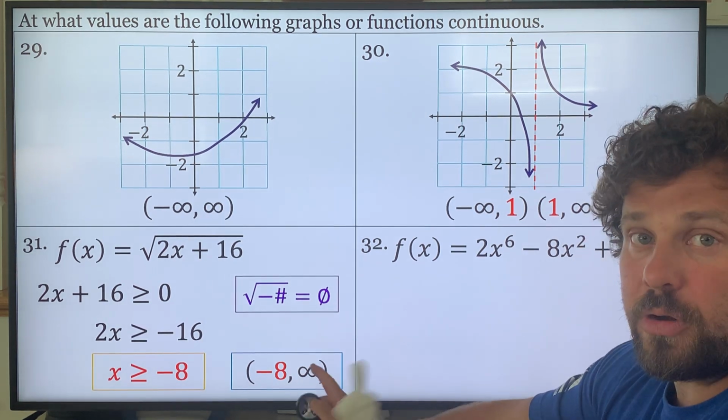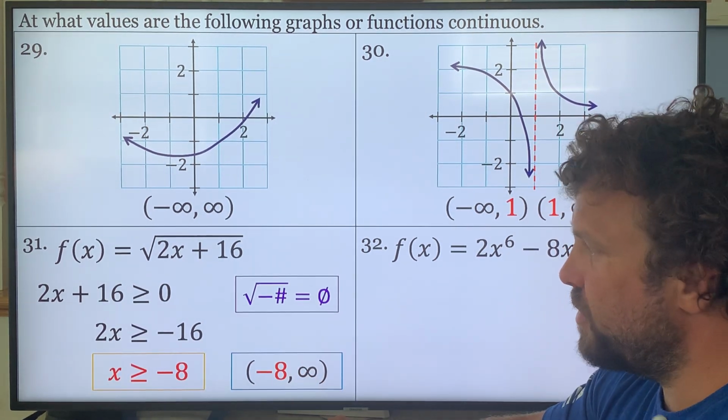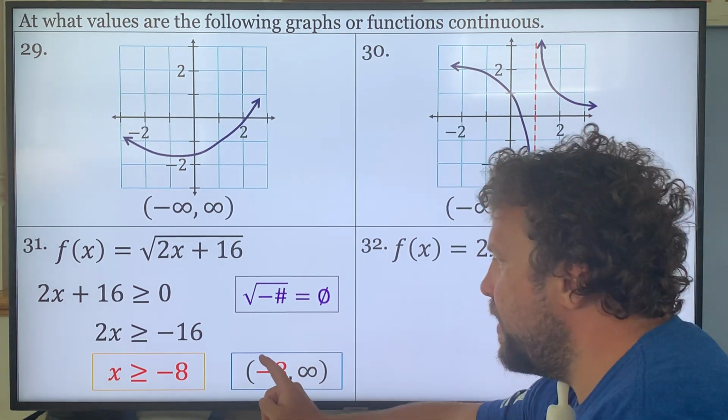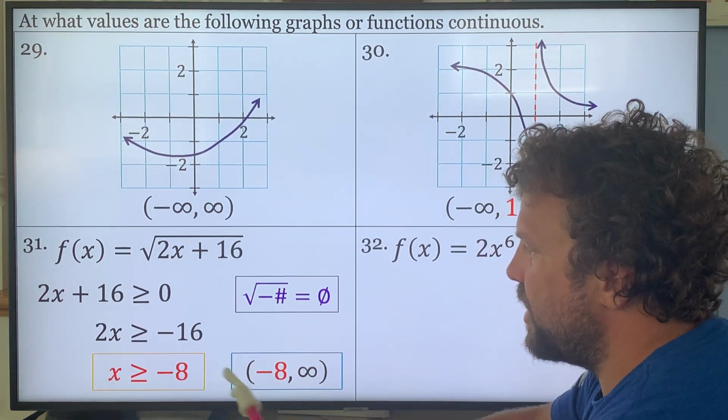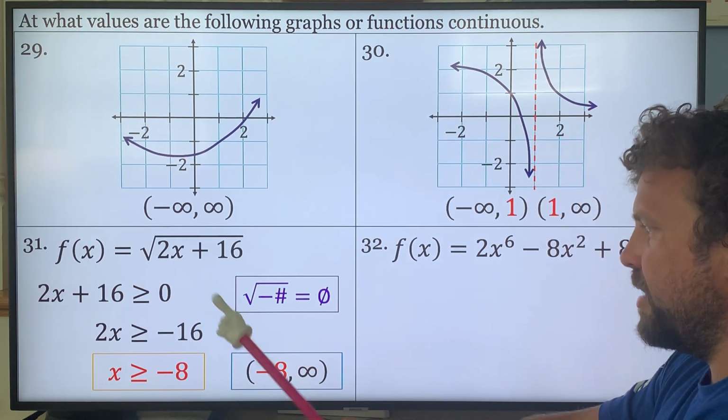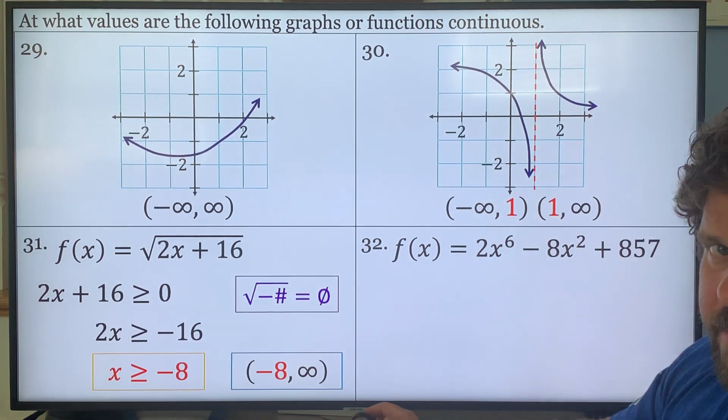Oh, actually, I wrote this wrong. Can you figure out why this is written wrong? Which will be fixed by the time we have class. This should be a bracket, because it can also be equal to negative 8, okay? So that's just a weird looking bracket.